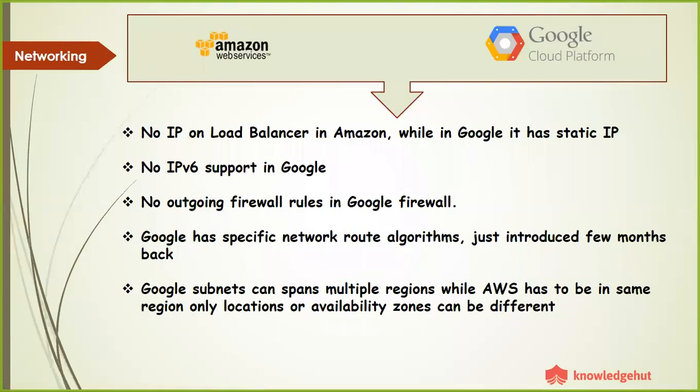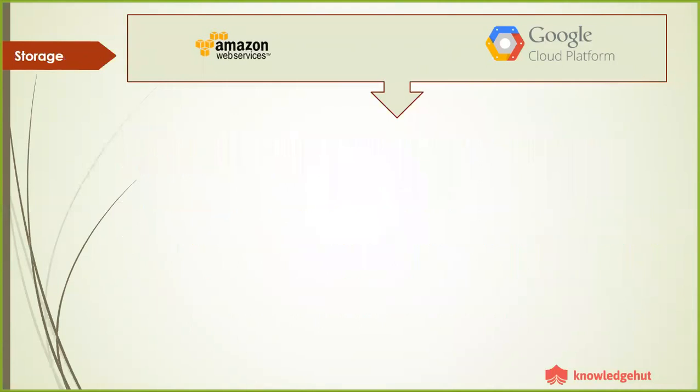And another difference is that Google subnets can span multiple regions, while AWS has to be in the same region only. Only locations or availability zones can be different, but a subnet cannot span over multiple regions. Google is really doing good on that front. Latecomers always have some benefits.